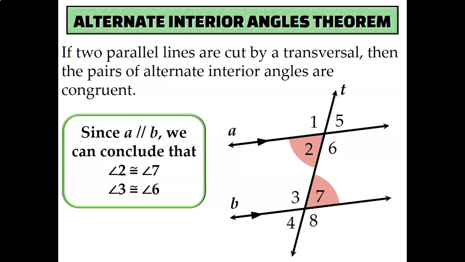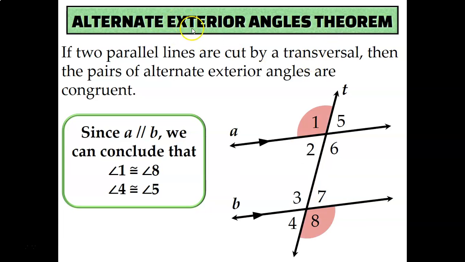Alternate interior angles are the angles that lie on opposite sides of the transversal. That's what alternate means. And they lie in between the two parallel lines. That's what interior means. So if you have two parallel lines cut by a transversal, then the alternate interior angles are congruent. So in this diagram, we would be able to say that angle 2 is congruent to angle 7, and we would be able to say that angle 3 is congruent to angle 6 because of the alternate interior angles theorem.